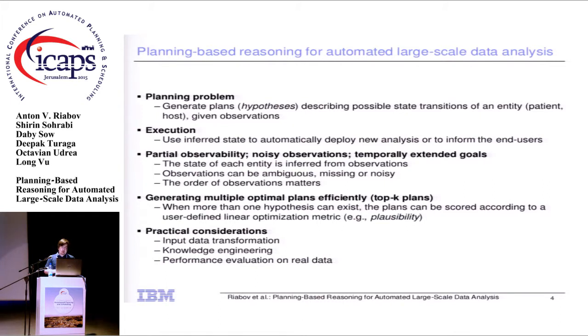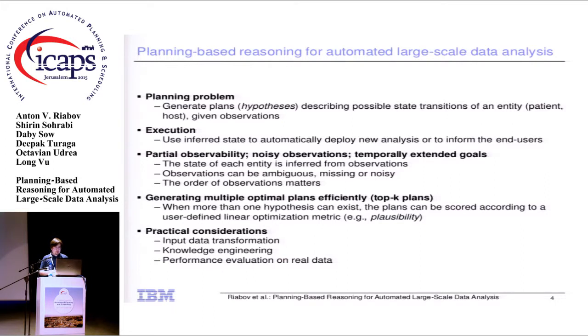We also generate multiple optimal plans, and this is what we call top-K planning. The reason we need this is because for the same sequence of observations, we could have different explanations that are equally plausible or very closely equally plausible.